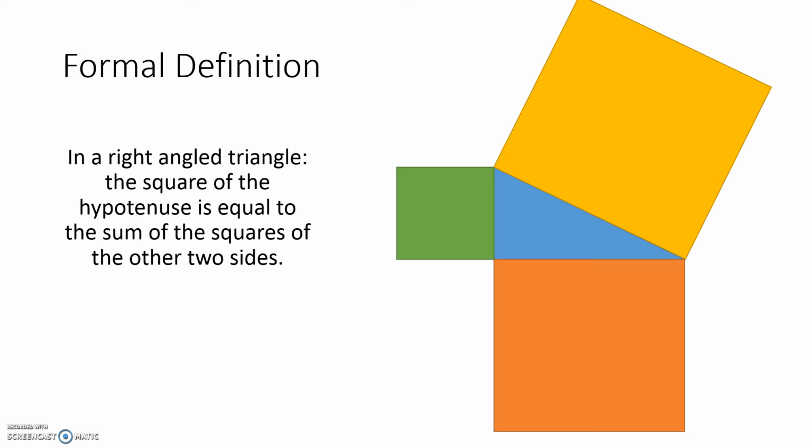So the formal definition of Pythagoras theorem: in a right angle triangle, the square of the hypotenuse, which is the longest side of the triangle, is equal to the sum of squares of the two other sides. Now we need to ask ourselves, what is the hypotenuse? Students usually have problems pronouncing this word as well as spelling it. The hypotenuse is the longest side of a right angled triangle.